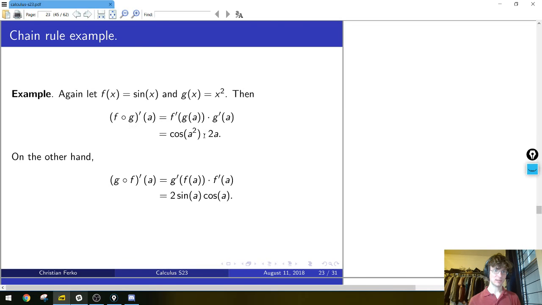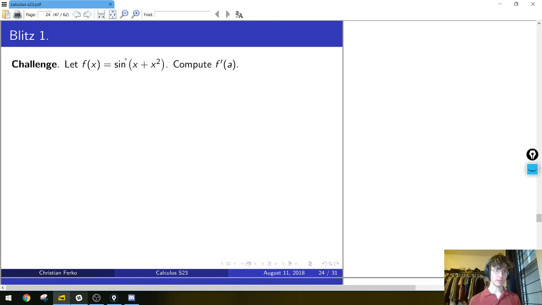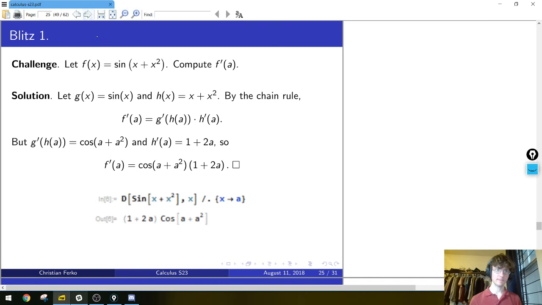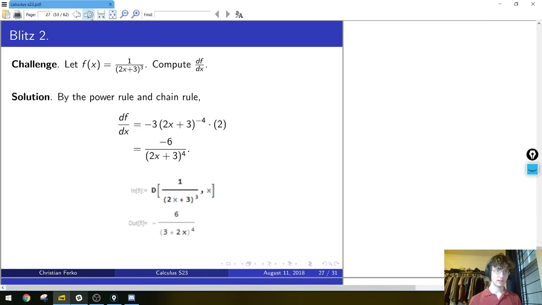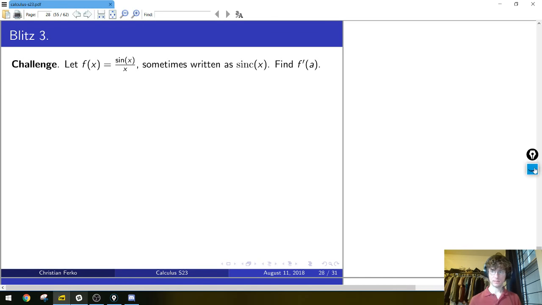So that's why in our example, for instance, for sine x and x squared, this is composing f with g, which was sine of x squared, not sine of x times x squared. Good. Or in this one we composed. So sine of x plus x squared is different from sine x times x plus x squared. Composition, not multiplication. Good. Alright, back to this thing.